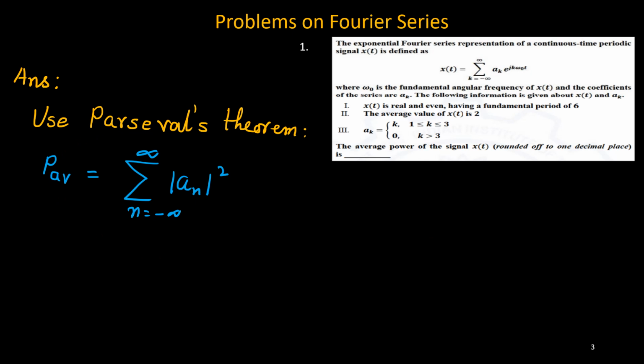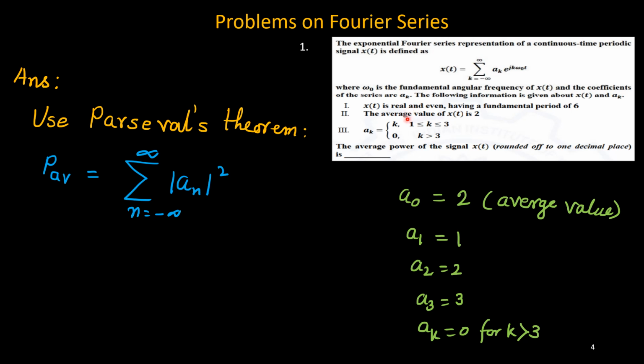Now here, as it is mentioned that the signal has average value of x(t) equal to 2, thus a0 is 2. Okay, and next a_k is k for 1, 2, 3. That means when k equals 1, a1 is 1, a2 is 2, and a3 is 3, and the rest are zeros. a_k equals 0 for k more than 3. However, it is not mentioned what the value is for a minus 1, a minus 2, that means negative k. That is not provided here.